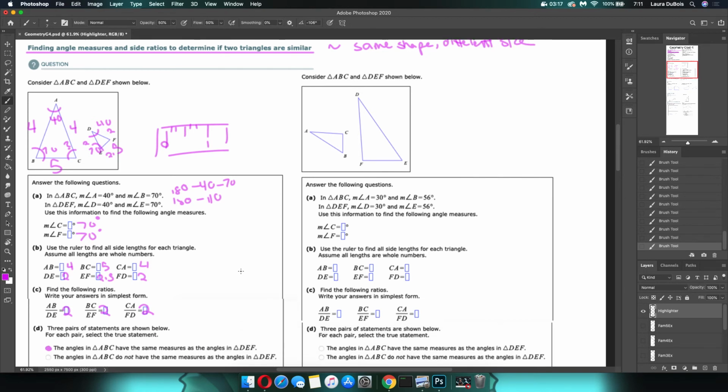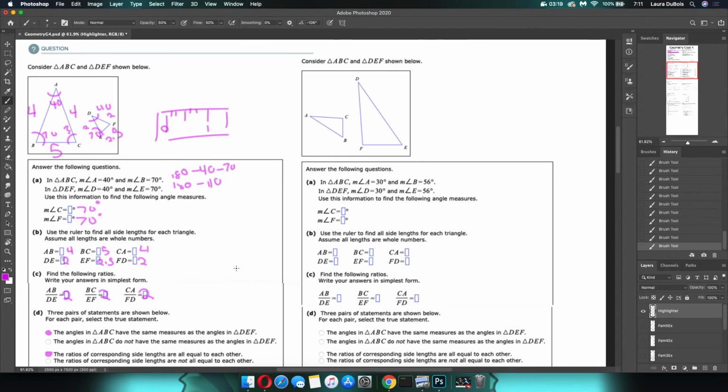So over here, now we're going to do the same thing again. So let's see here. A is 30, which means D is 30. B is 56, which means E is 56. How do we find the missing angle measure? 180 minus 30 minus 56, which means 180 minus 86, which is going to be 94. 94 and 94.